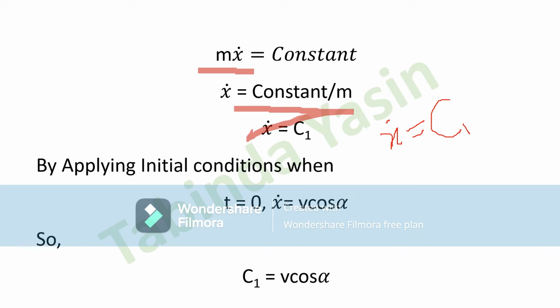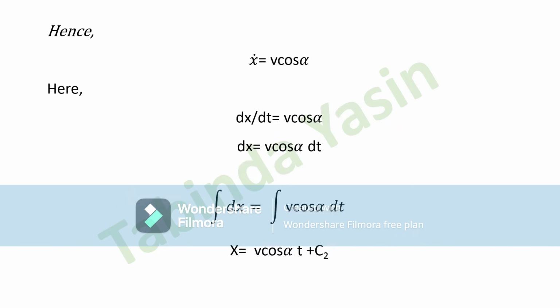Now by applying the initial boundary conditions, we have t is equal to 0. So from the above equation, x dot is equal to v cos alpha. Substituting that value in that equation, we get c1 is equal to v cos alpha. Hence x dot is equal to v cos alpha.